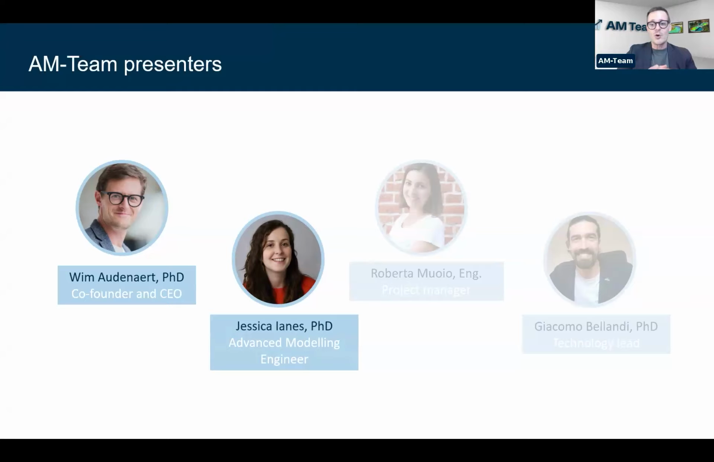And then also we have our colleagues from Italy. So our first colleague is Jessica Ianes. She is an advanced modeling engineer at AMTeam, and she also has a PhD on the topic of modeling of ozonation and advanced treatments. So quite an expertise in that area as well. And then we have Roberta. Roberta has been working with numerous customers around the globe in the last 5 years. And she was involved in nearly every single AMOZONE project we have been doing at the global scale. So quite some experience from Roberta.